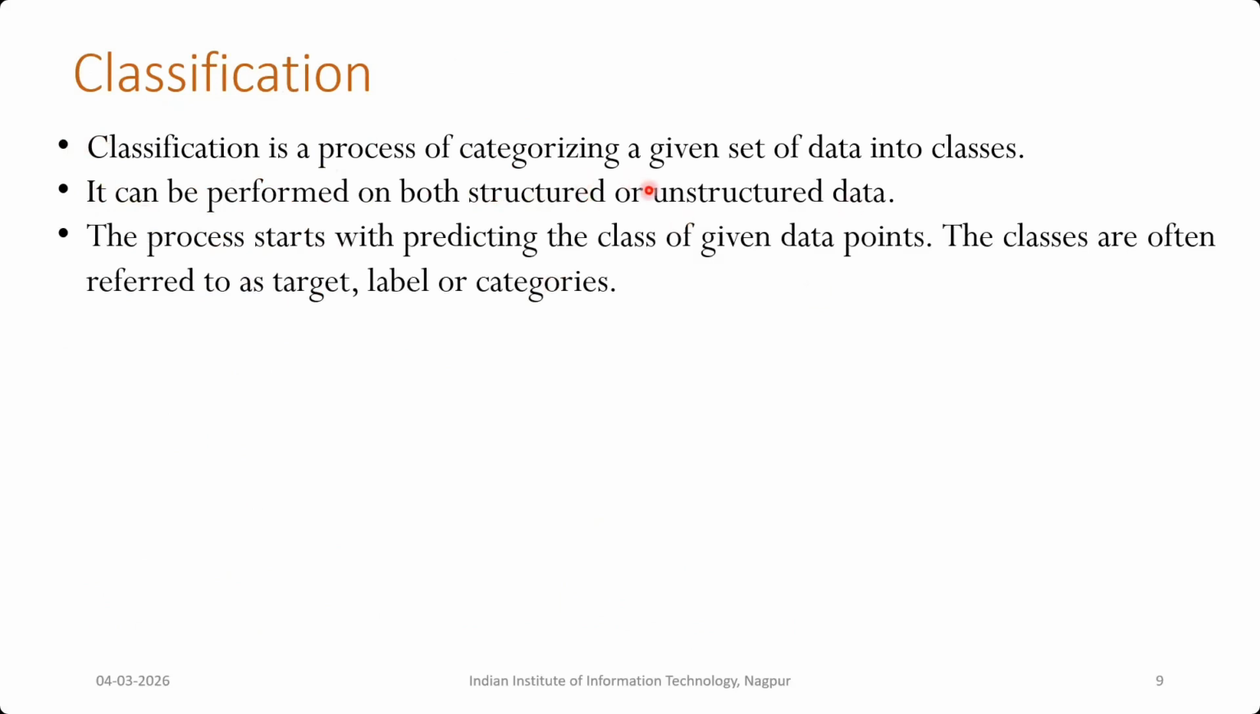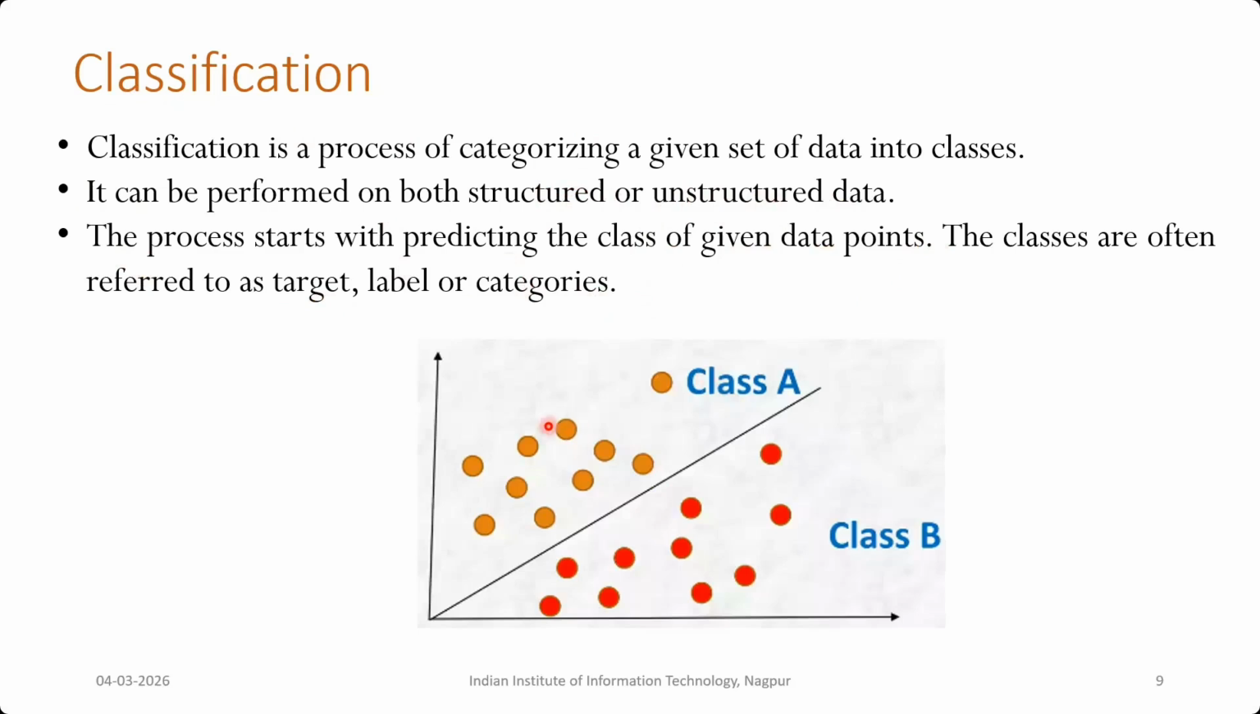Okay, so this classification can be performed on structured data as well as on unstructured data, like a set of documents with given labels. This is considered unstructured data. This process starts with predicting the class of given data points. The classes are often referred to as targets, labels, or categories. So this is how we have to predict the line between two different classes.